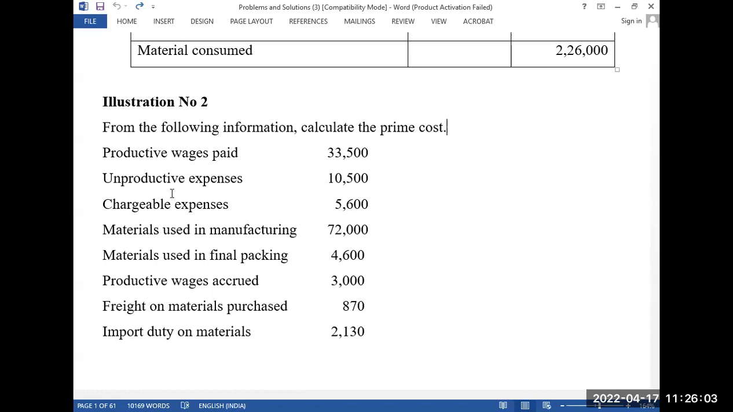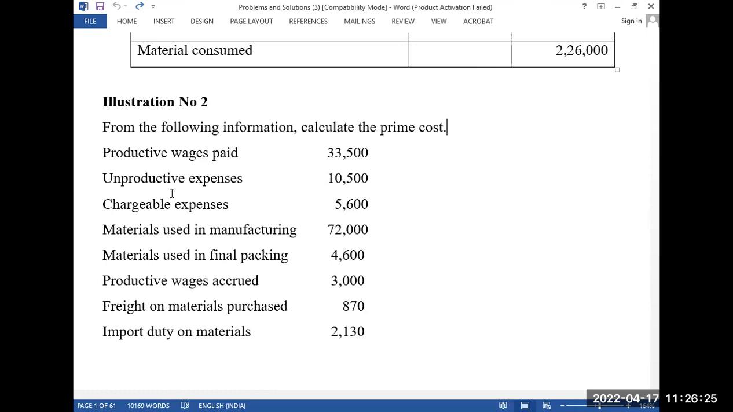Then productive wages and unproductive. What are unproductive wages? It's just indirect. Don't think that unproductive means just waste. We are paying some wage. It's indirect. But what you have to take here? Only direct, productive. So productive wages paid is 33,500 and productive wages unpaid.